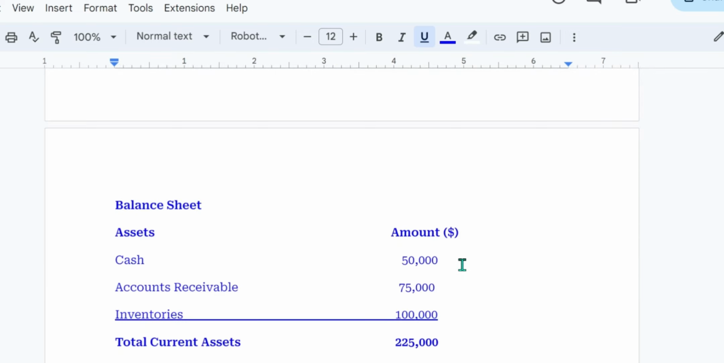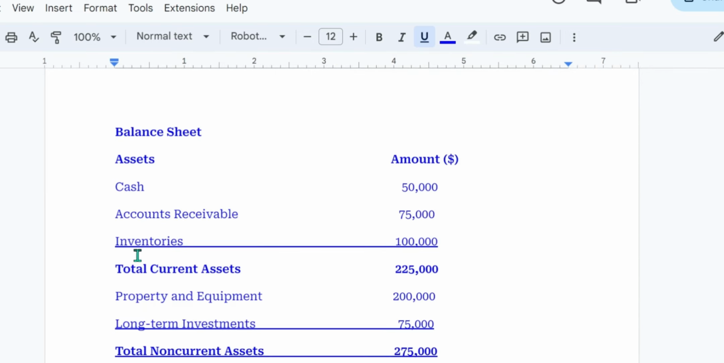Next, let's take a look at a balance sheet. So the balance sheet will start with assets at the top here. And here we have assets such as cash, 50,000, accounts receivable, 75,000, inventories, 100,000, and these are what we call current assets. And current assets are those which can be turned into cash in less than 1 year.